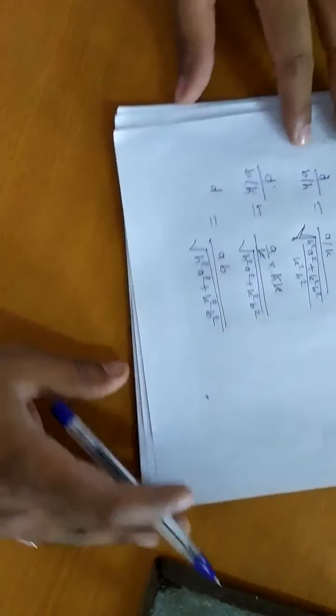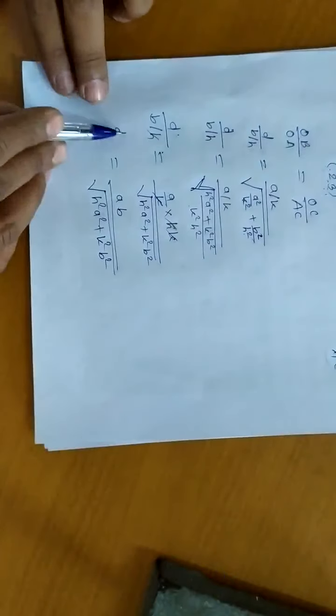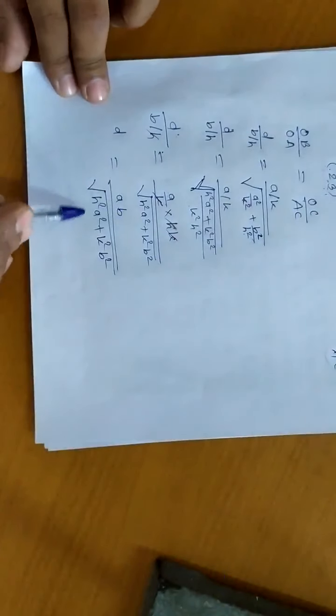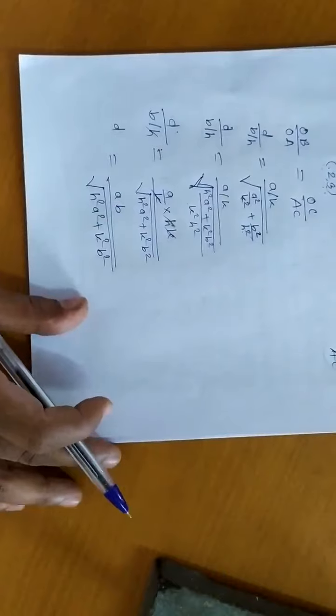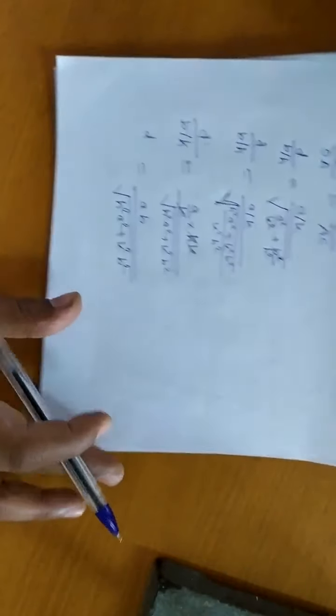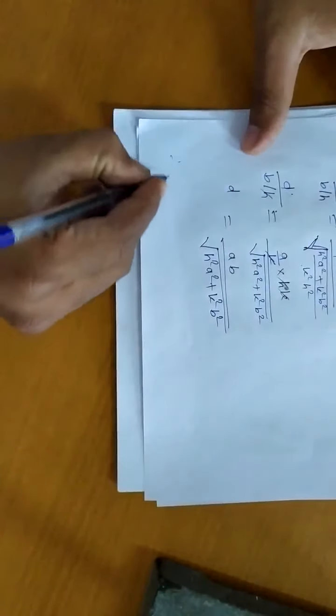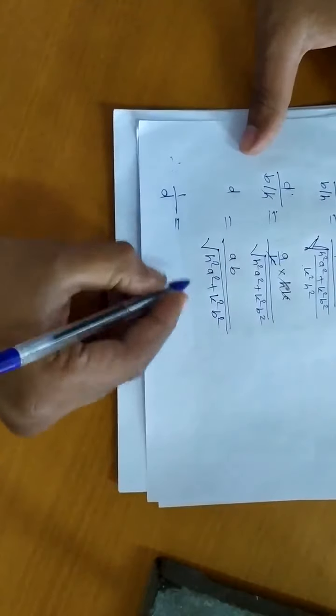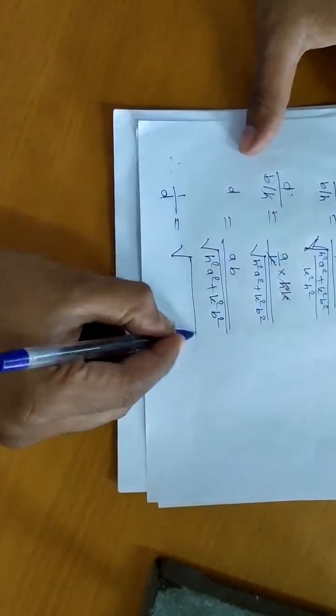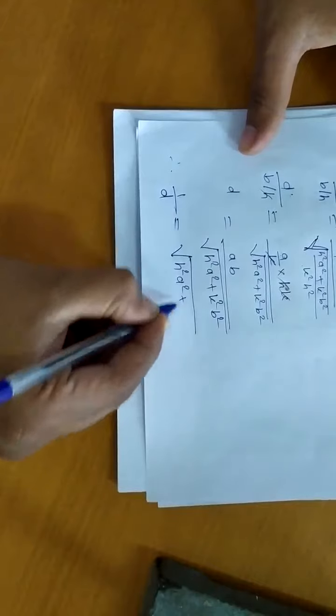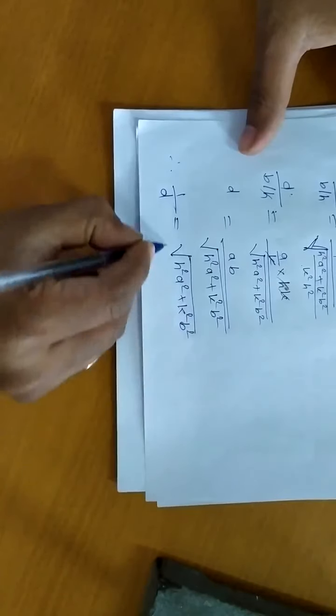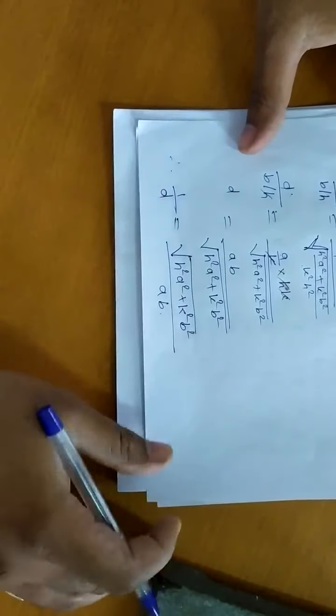Okay, therefore from this equation we get d equal to ab upon under root of h square b square plus k square a square. Therefore 1 upon d must be equal to under root of h square a square plus k square b square upon ab.